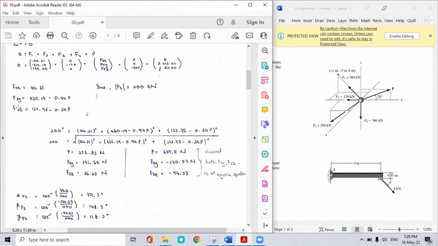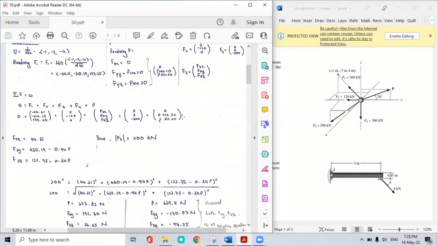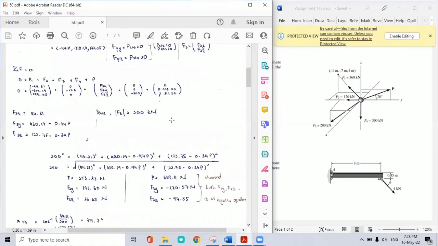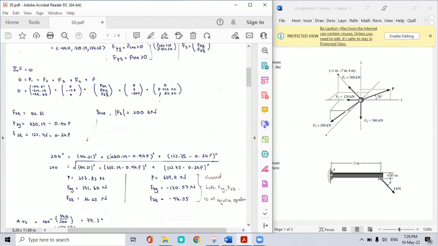And then the third force in the Z direction will have 122.75 minus 0.34 P. So by then, we need to find the unknown P. Okay, so how can we find the unknown P? We will have 200 squared equal to 44.31 squared plus this squared plus this squared.